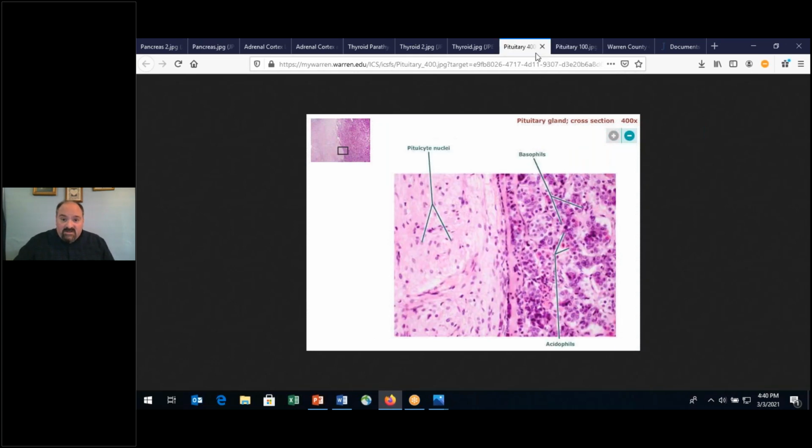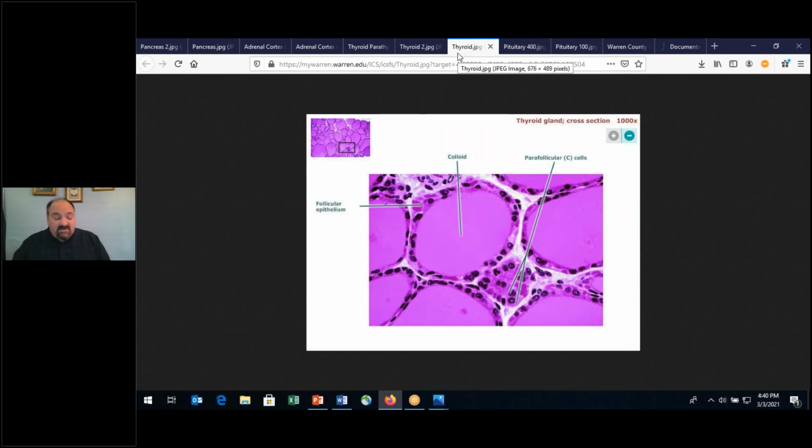Let's look here and see. So here we're looking at a higher magnification, and you're seeing the two different tissues, and you're seeing that again the glandular tissue is staining darker, and the neural tissue is staining lighter. Okay, you should know those terms too, as far as neurohypophysis and adenohypophysis, posterior, anterior pituitary and such, okay?